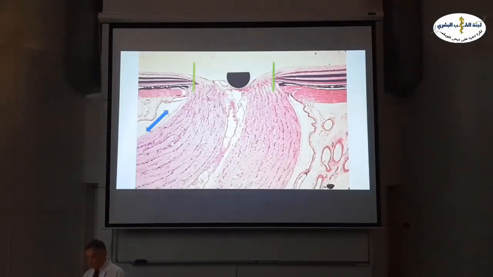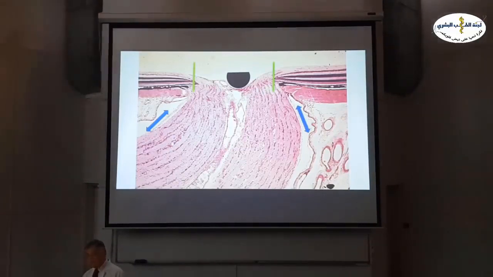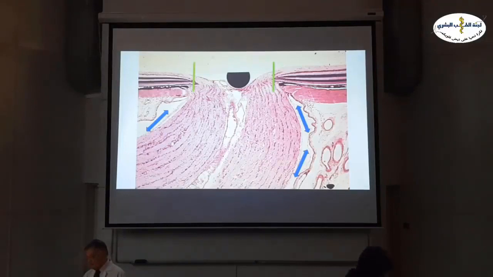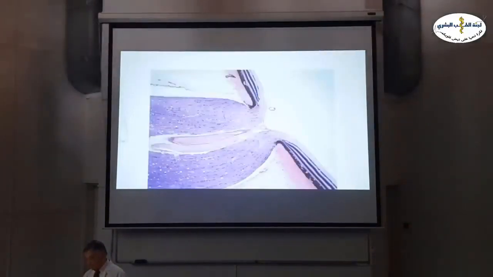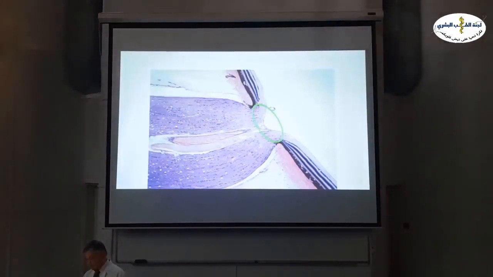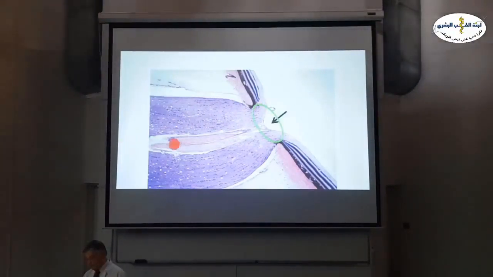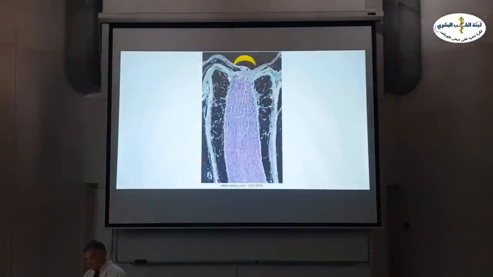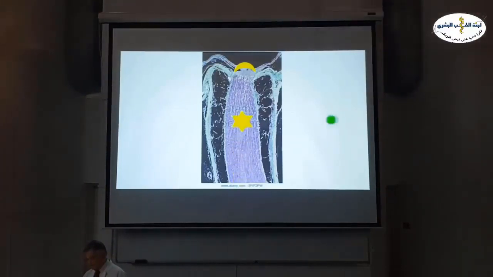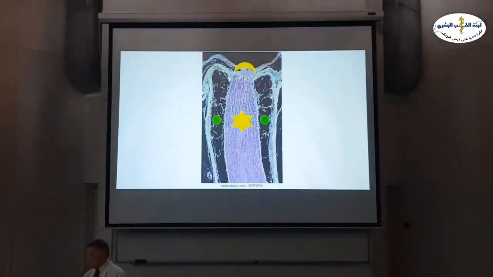This is the subarachnoid space, bringing CSF from the brain down here, because the optic nerve is an extension of the brain. That's the optic disc, optic cup, blood vessels. This is the optic disc, this is the optic nerve, and the subarachnoid space is extending down to here.